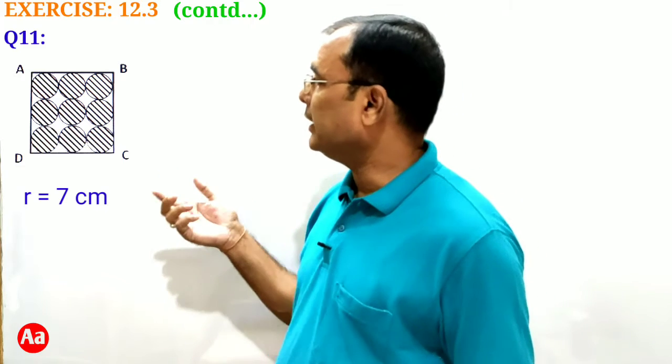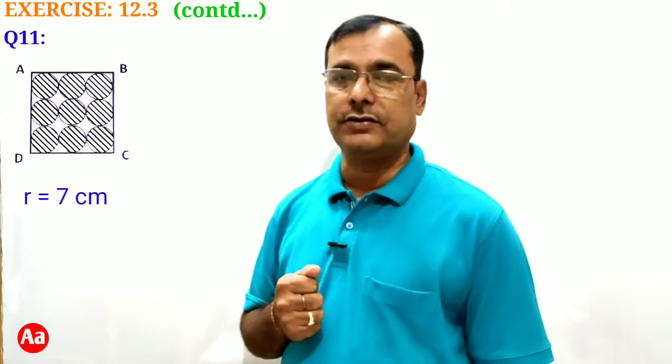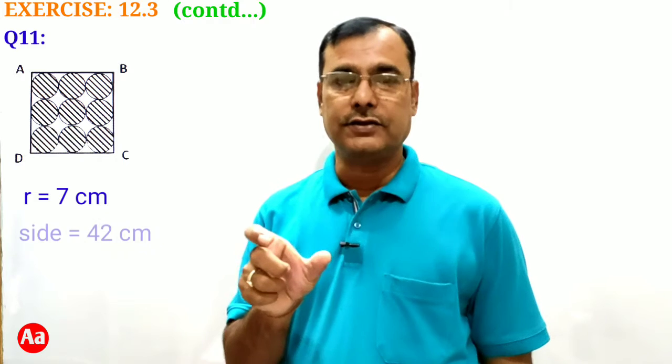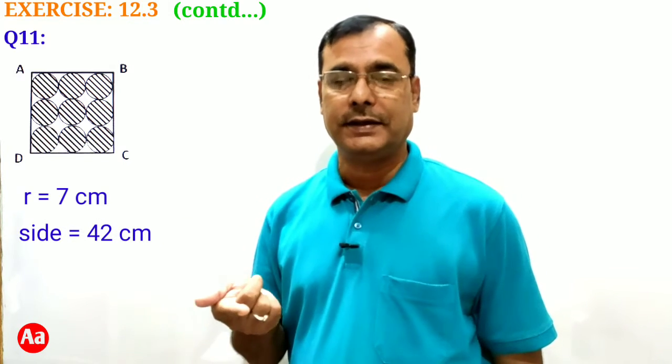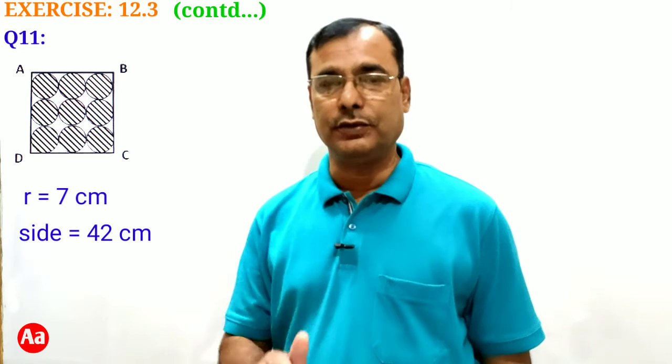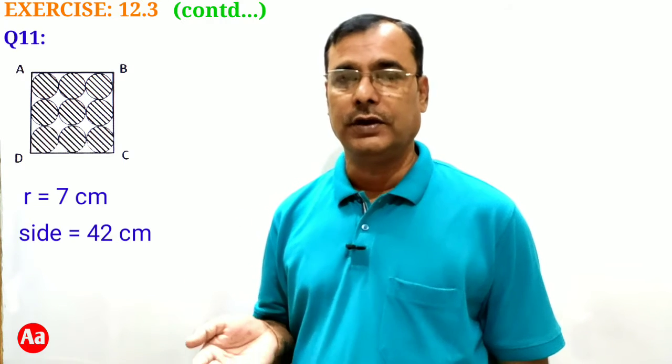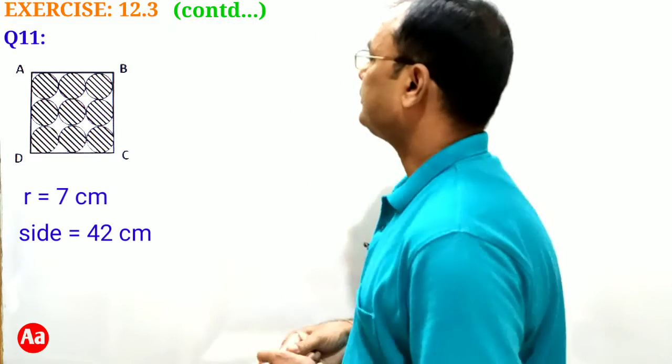3 circular designs are along the side of the square. So the side of the square will be equal to 3 times the diameter of each circular design, that is 14 into 3, equal to 42 centimeter.